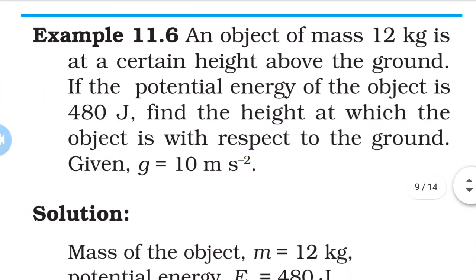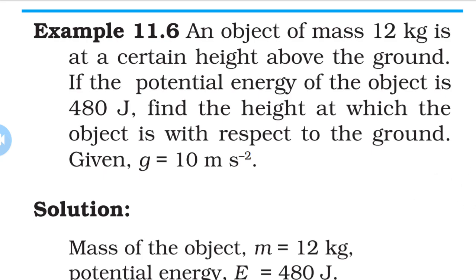Now next example 11.6. An object of mass 12 kilogram is at a certain height above the ground. If the potential energy of the object is 480 joule, find the height at which the object is with respect to the ground, and given the value g is equal to 10 meter per second square. So here the mass of the object, 12 kilogram, is given, potential energy Ep is equal to 480 joule is given, the value of g, 10 meter per second square, is given, and we have to calculate the height h.